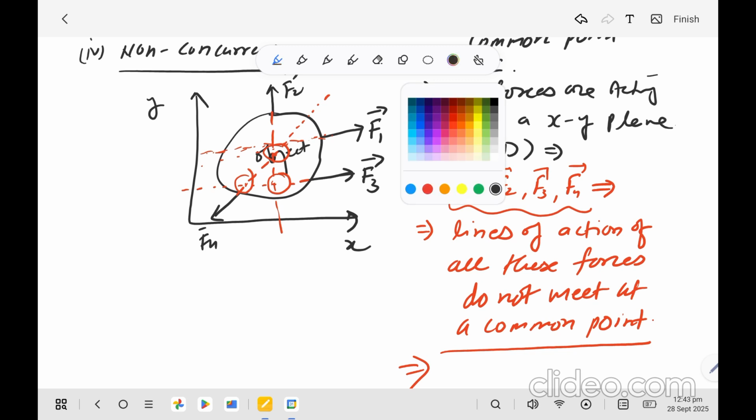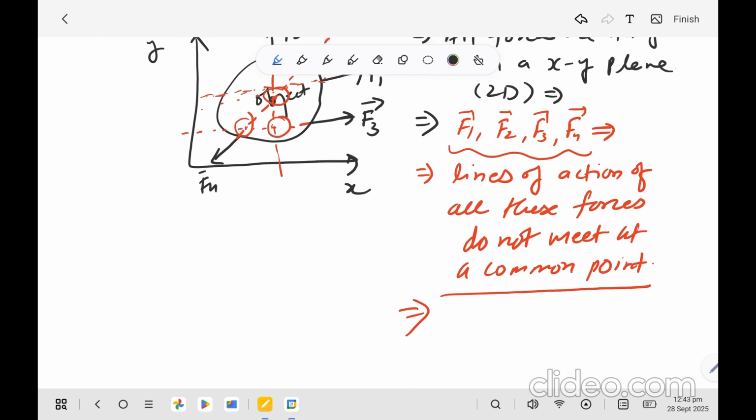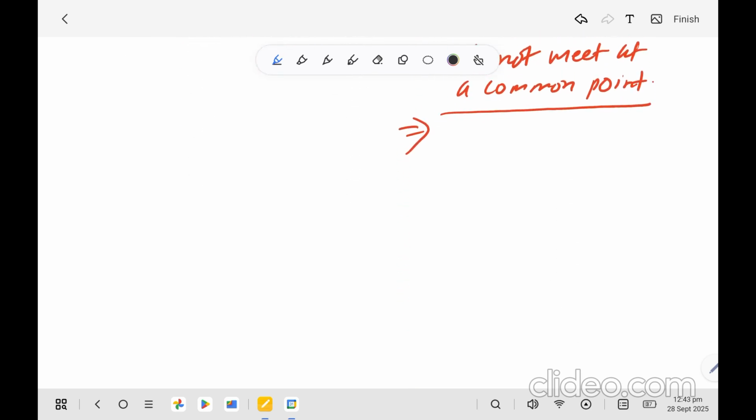So I hope you got the concept of the collinear, concurrent coplanar, and non-concurrent coplanar systems of forces. Now let's move to the second category of systems of forces, which is the non-coplanar system of forces.